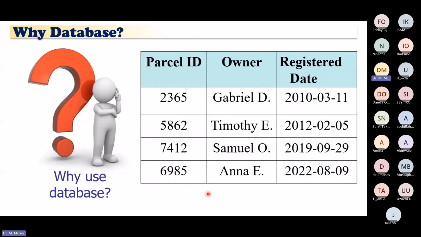Now, why do we need a database? If you have a database, you'll be able to check some things, like duplicate values. So people cannot enter duplicate values, and you are able to quickly retrieve information when you have a database. Let's take an example.